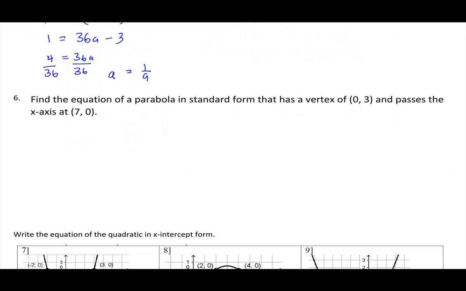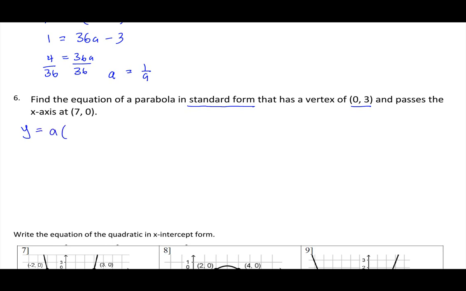All right, so number 6 here, find the equation of the parabola in standard form. So they want standard form this time. And they give us the vertex, all right? And we know that it passes through the x-axis at (7, 0). All right, so same thing. We just plug in the vertex first.